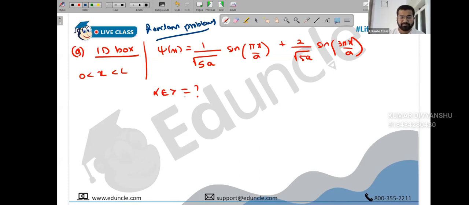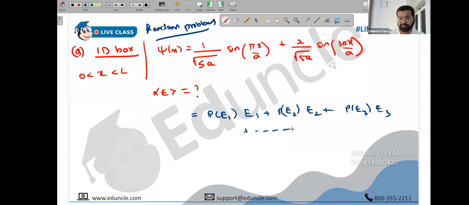So we want to find expectation value. First of all, you remember the formula for expectation value? Psi star, integration of psi star, A cap psi. No, that is when you need an operator. Without using operator: probability of E1 into energy of E1 plus probability of E2 into energy of E2 plus probability of E3 into energy of E3, and it goes on, depending upon how many energy eigenvalues you have. This is how you write expectation value of energy.